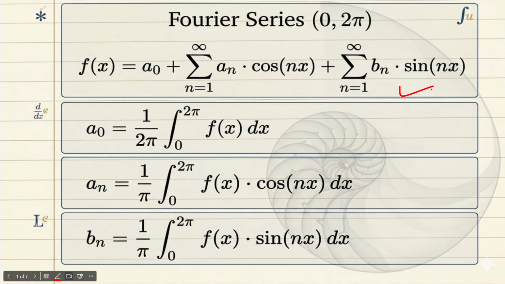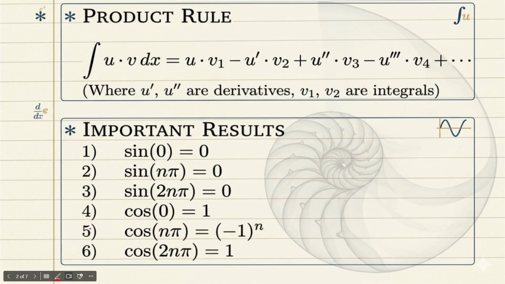This is our main Fourier series, which you have to remember by heart, no option, and the three formulas of a0, an and bn you also have to remember. And to find the values of an and bn, you have to use the product rule.